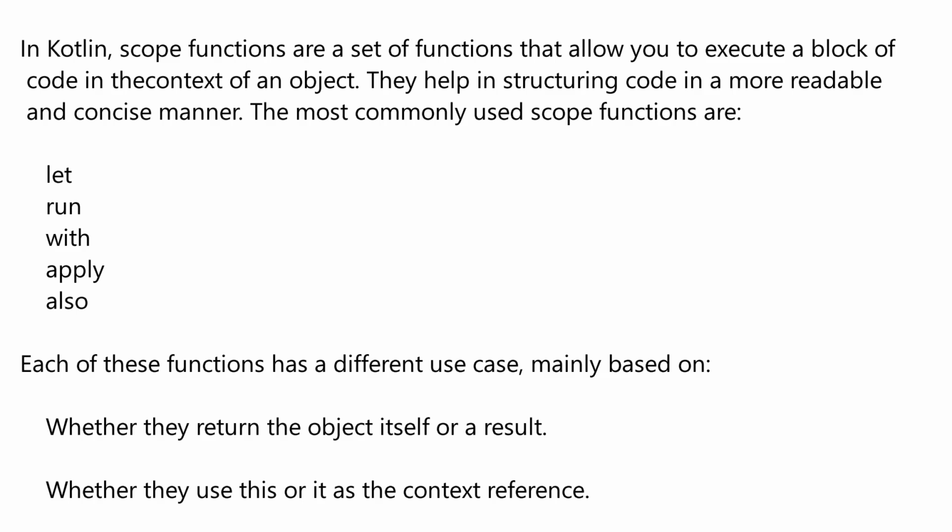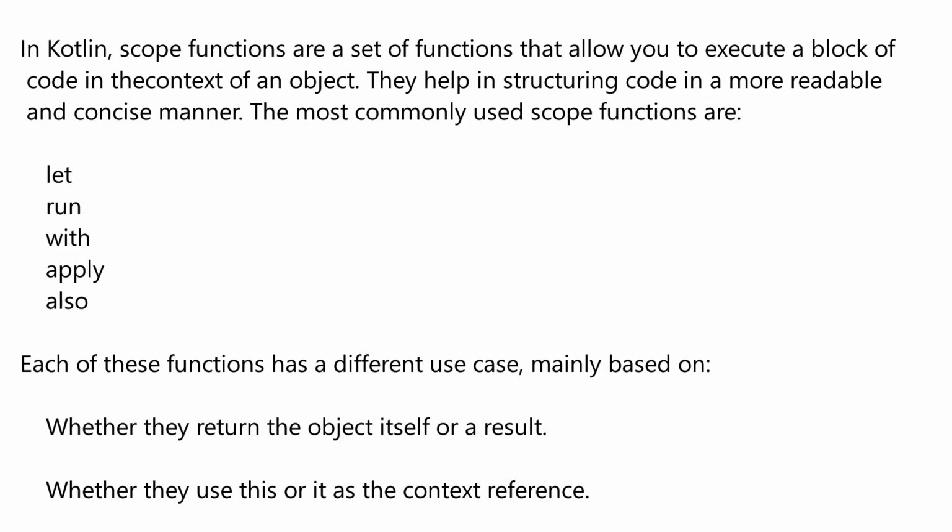Kotlin provides 5 scope functions, which are let, run, with, apply, and also, which help in structuring code in a more readable way by limiting variable scope and improving code consistency. Each of these functions has a different use case, mainly based on whether they return the object itself or a result, and whether they use this or it as the context reference.